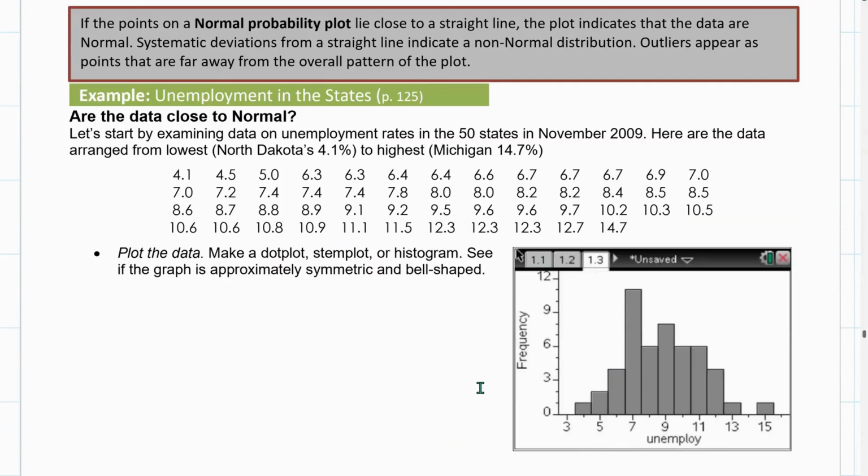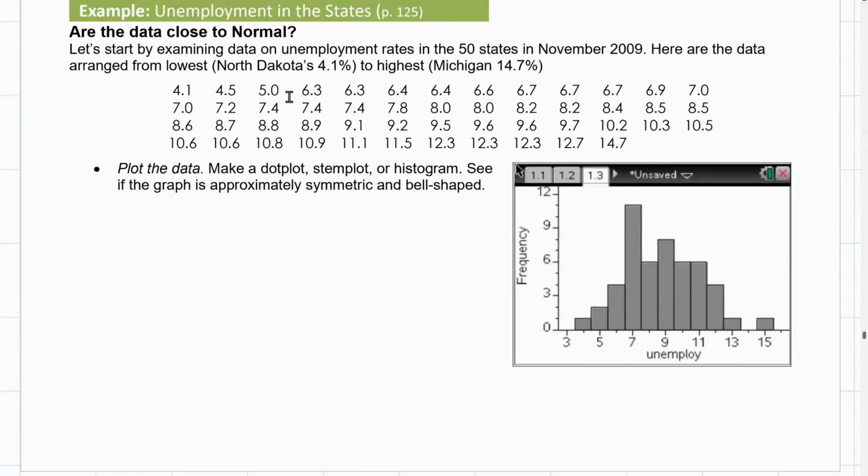For example, here are some data, 50 states in November 2009. The data have to do with unemployment rates from the lowest 4.1 to the highest 14.7%. This was right after the Great Recession started in Michigan because the auto industry was really, really hurting at that time. So we can plot the data.